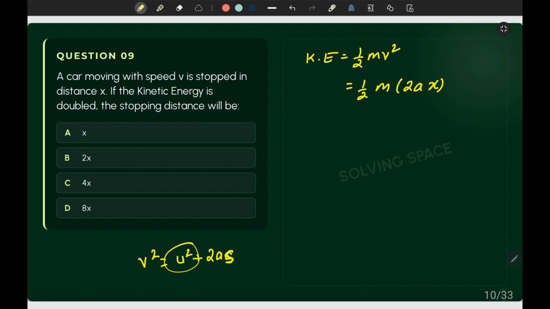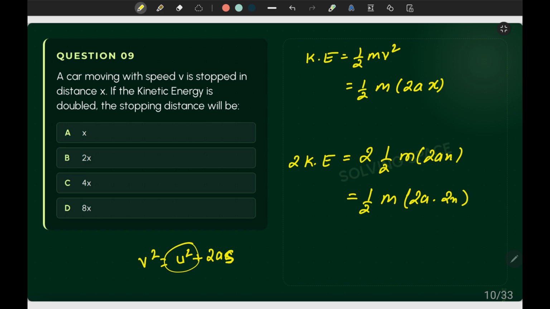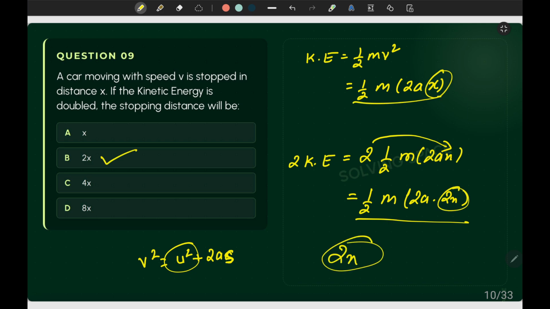Now when the kinetic energy is doubled, so 2 times kinetic energy, that means 2 times 1 by 2 m 2ax, which is 1 by 2 m 2a into 2x. So comparing this and this, we get that the distance is doubled.